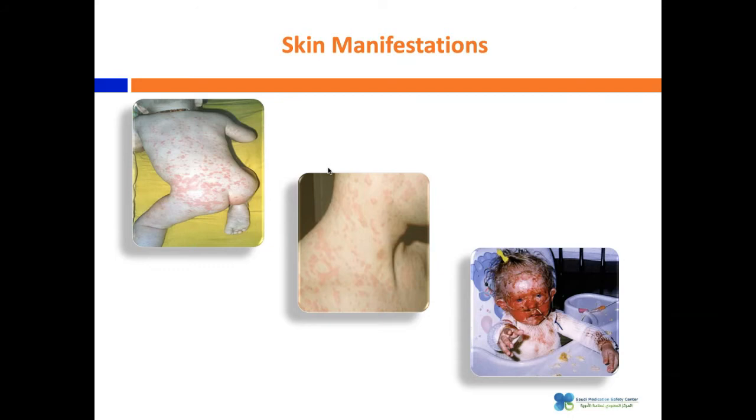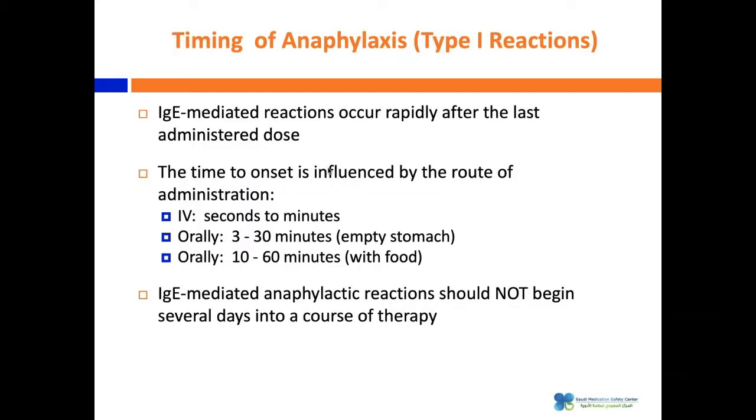So what is the timing of anaphylaxis? IgE-mediated reaction occurs rapidly after the first or the last administered dose. Like our case, when she was first administered the drug, she started to have antibodies, or immunoglobulin, against it. Next time, when she received it through the IV line, within seconds to minutes she had the reaction. The lucky person who received it orally with food might have this reaction slowly, because it has to be absorbed into the blood.